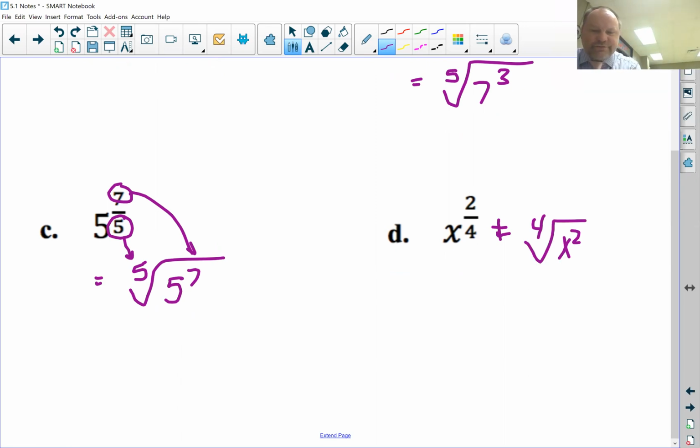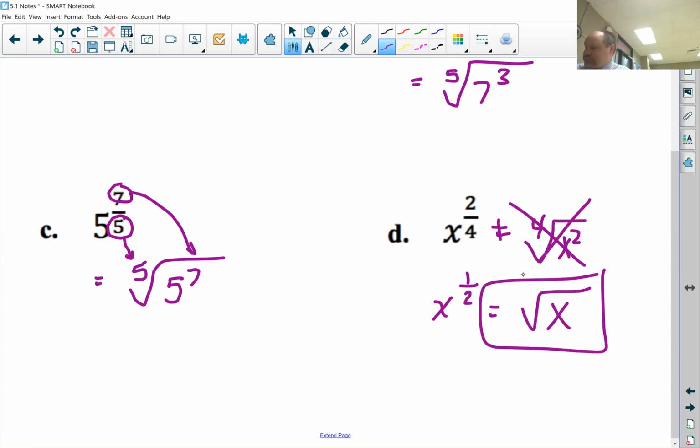Instead, let's reduce that fraction first. 2 divides into both. So we get 1/2. So this would be the square root of x to the 1st, or just the square root of x. And remember, we don't need to put that index of 2 there.